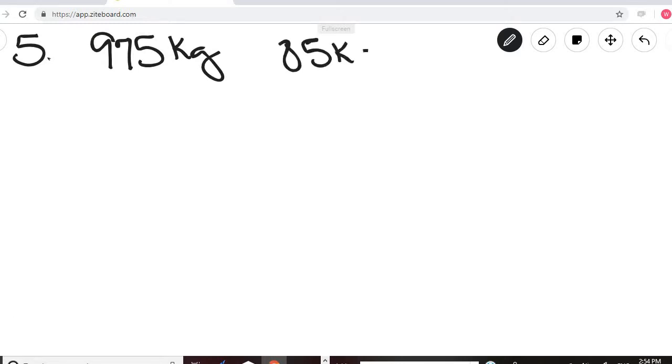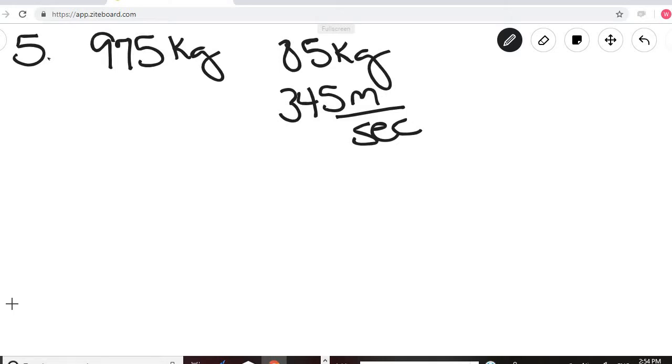Okay, let's do number 5. Okay, number 5 says that we have a 975 kilogram gun, and an 85 kilogram shell. And the shell fires at 345 meters per second. And we are asked to determine what is the recoil velocity of the gun.